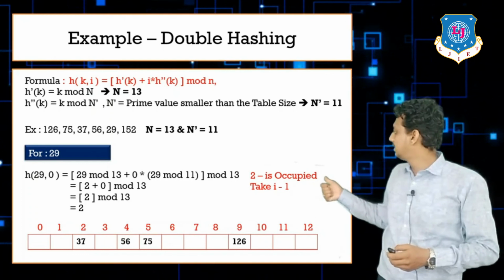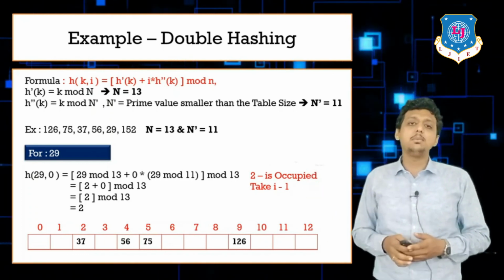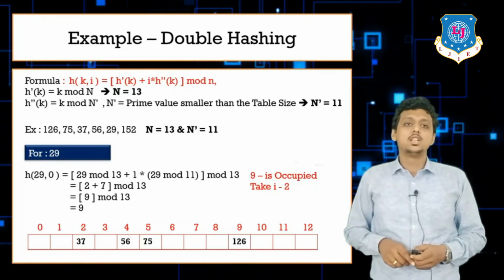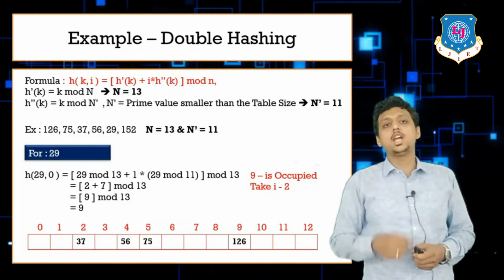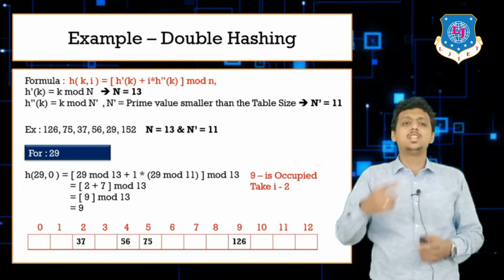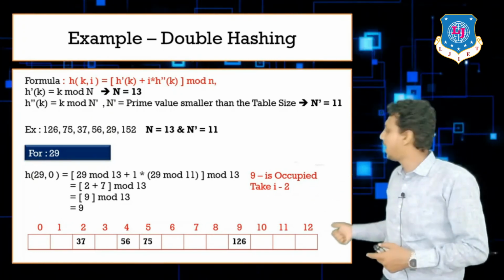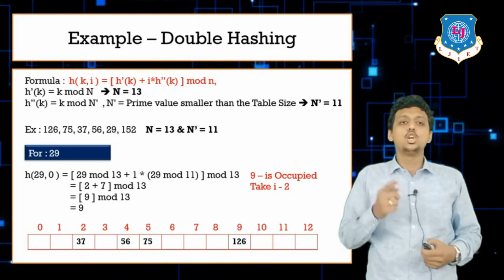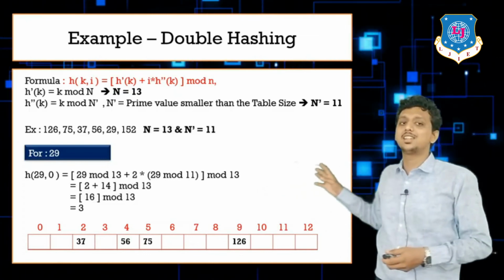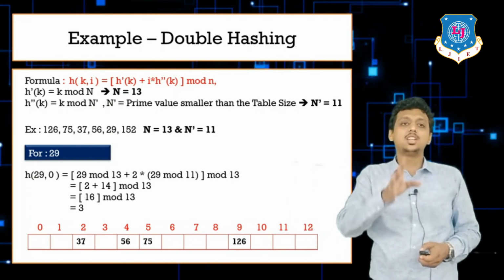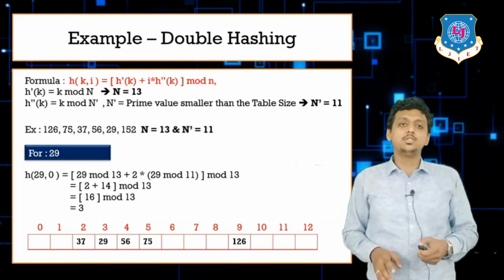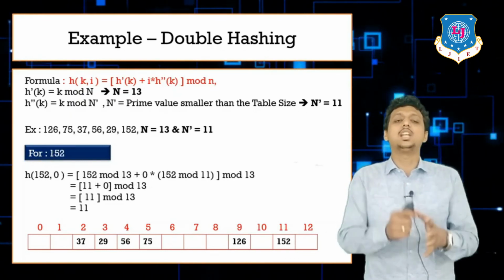Since 2 is occupied, i becomes 1. So my next formula is 1 into 29 mod 11. See, 29 mod 13 becomes 2, and 29 mod 11 becomes 7. So it goes like 9 mod 13, which becomes 9 again. But place 9 is already occupied, so I need to increment i again. That becomes 2, so 2 into 29 mod 11 is 2 into 7, which is 14. We get 16, and 16 mod 13 is 3. 3 is not occupied, so I can insert 29 at the 3rd position. Now the last value we have is 152, so I can insert 152 at the 11th position.